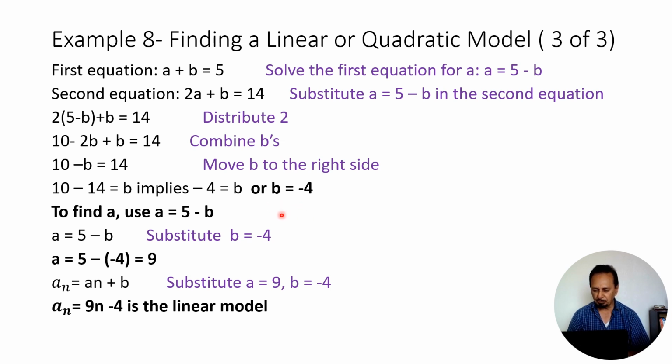Now we found b, now we have to find a. We can use this equation: a is equal to 5 minus b. So we substitute b equals negative 4, so this becomes a equals 5 minus negative 4. Negative negative 4 is positive 4, 5 plus 4 is 9. So now we go to the linear model. The linear model was a sub n equals a times n plus b. So we substitute a equals 9 and b equals negative 4. So the linear model becomes a sub n equals 9n minus 4.